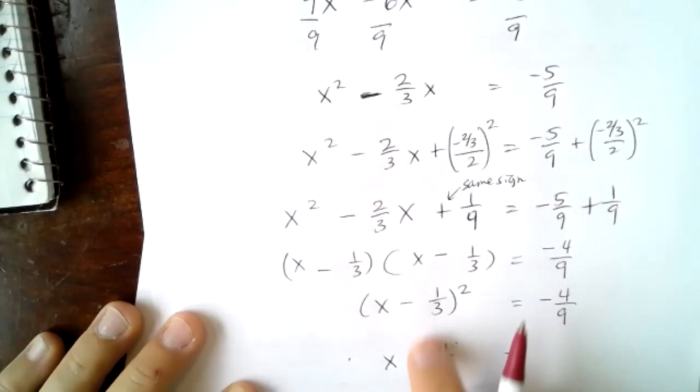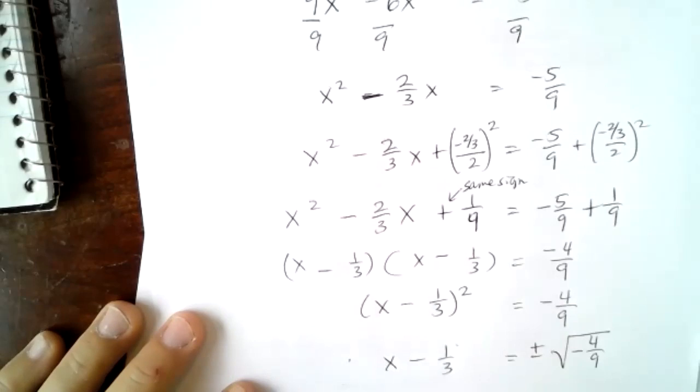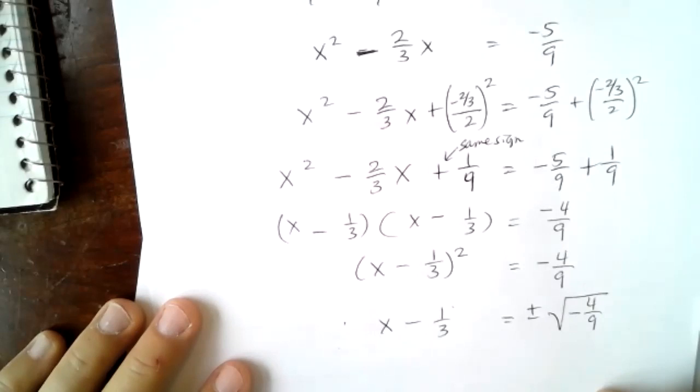This is the square root of that. Then I'm going to put plus or minus, like I always do, with a negative 4 over 9. Now watch out, because you've got a negative here. That's a problem, right? This means we're probably going to have no solution. Well, we'll look at the graph in a minute.